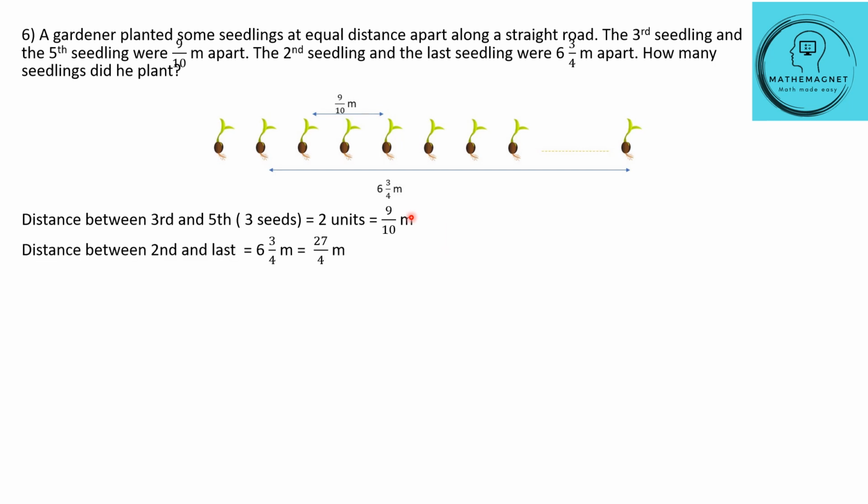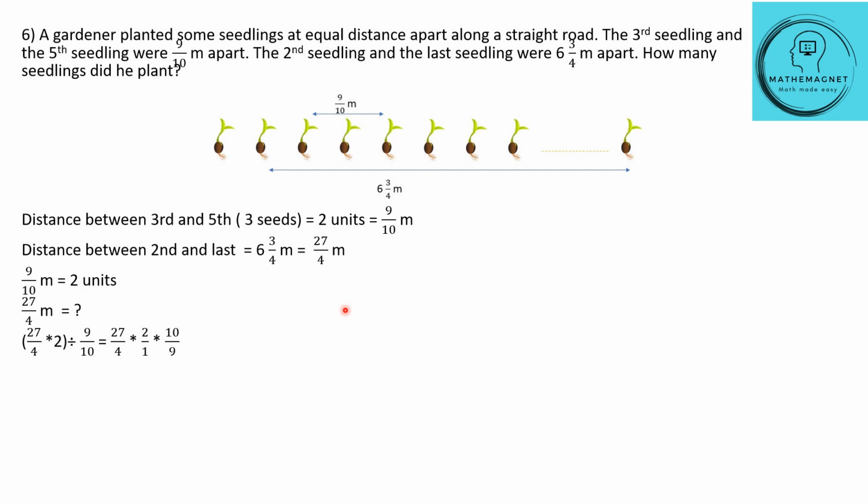Now the distance between second and last. We don't know how many units it is, nor how many seeds. But we know the distance between second and last is 6 3 by 4 meters, which is equal to 27 by 4, since 6 4s are 24 plus 3, 27 by 4 meters. Now we know 9 by 10 meters is equal to 2 units. Now we need to know how many units 27 by 4 is.